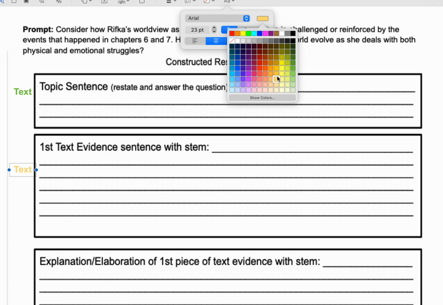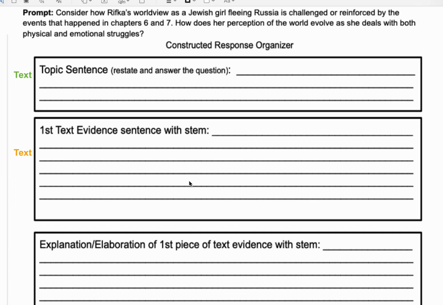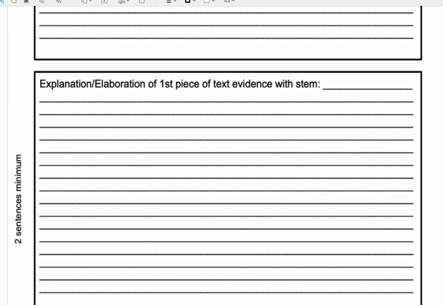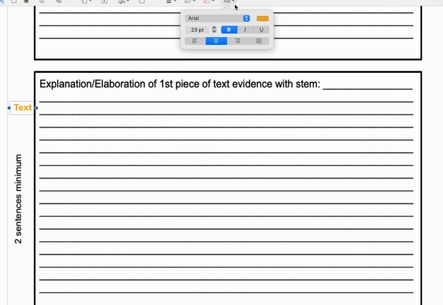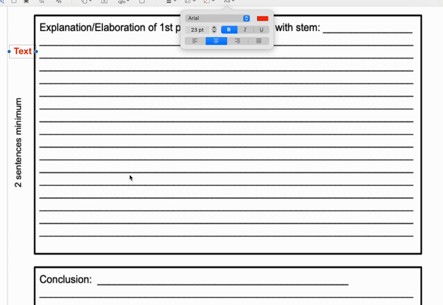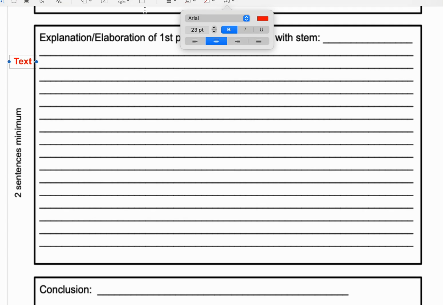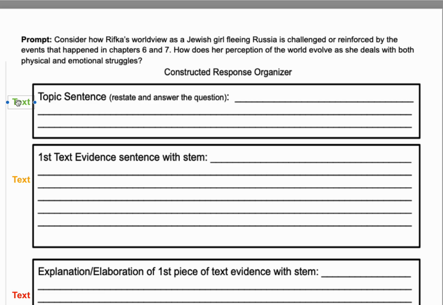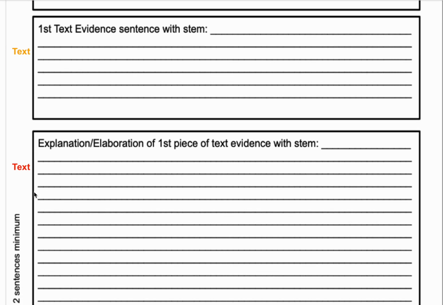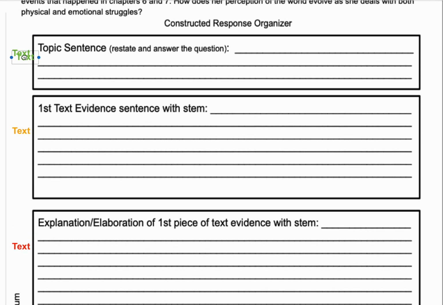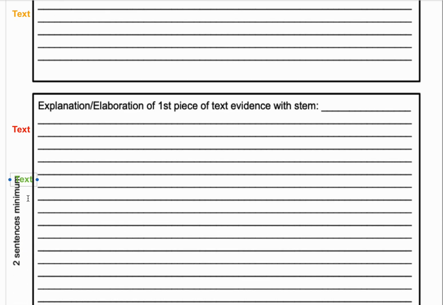Then we're going to ask you to use red in order to stop and explain how your evidence proves what you said in your topic sentence. And then your conclusion is also always going to be in the color green, okay?